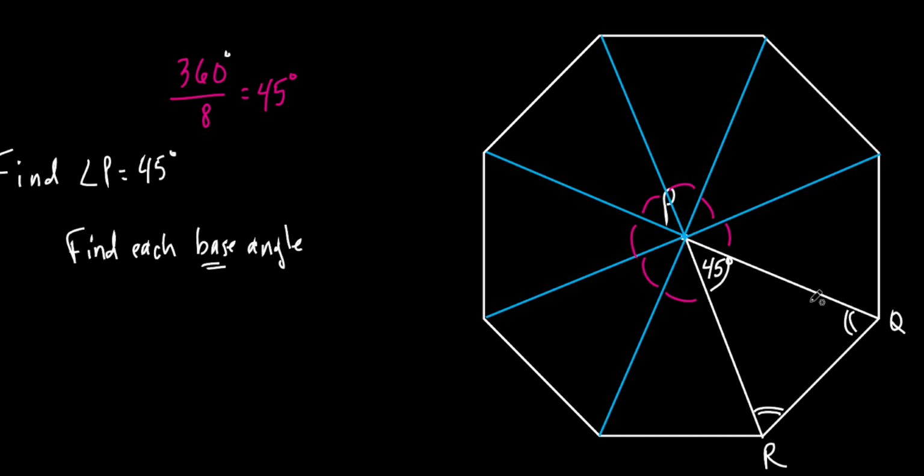Base angle. So let's take a look at this. This white one right here with the 45 and the double arcs. Look, that and that are equal. So that must mean this angle and this angle are equal. These are called my base angles. This angle that's double marked, and this double arc right here, those are called base angles.